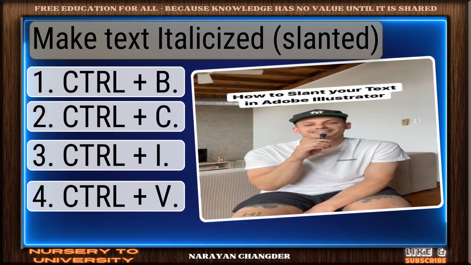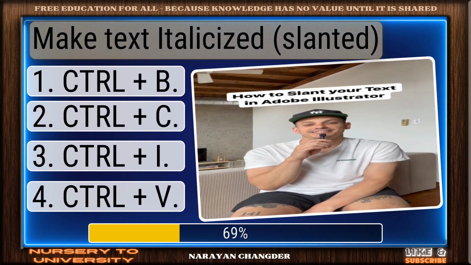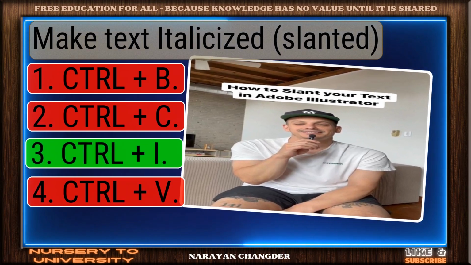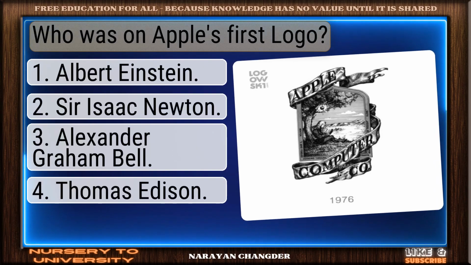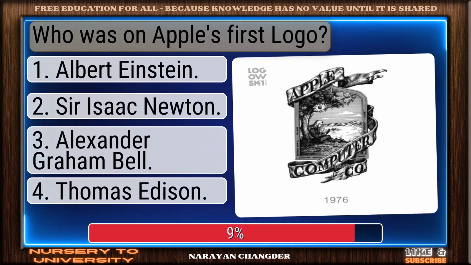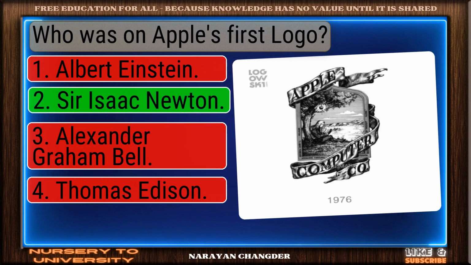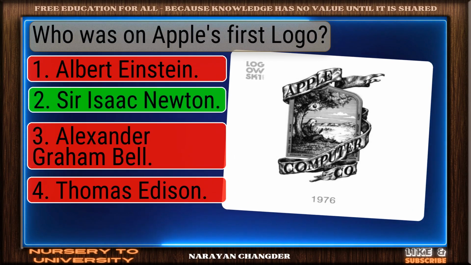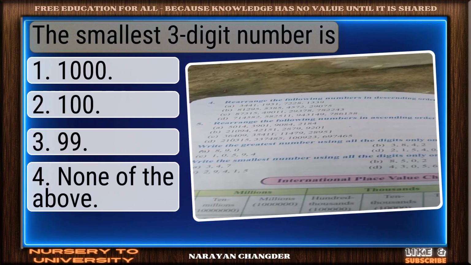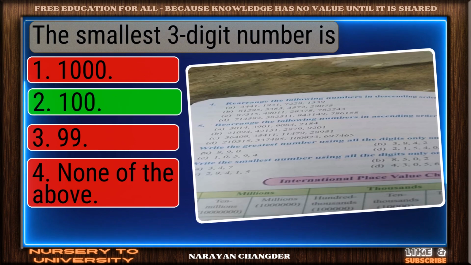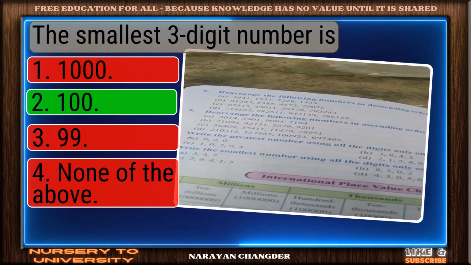Make text italicized. Good job. Your answer, Ctrl plus I, works well here. Who was on Apple's first logo? Right again. Sir Isaac Newton is a valid answer. The smallest 3-digit number is... You chose 100, and it is correct.